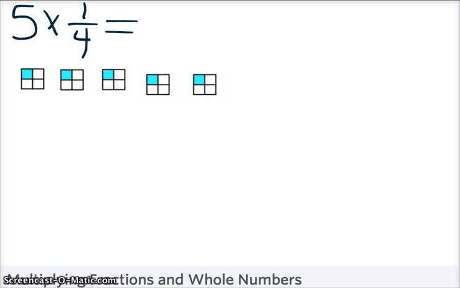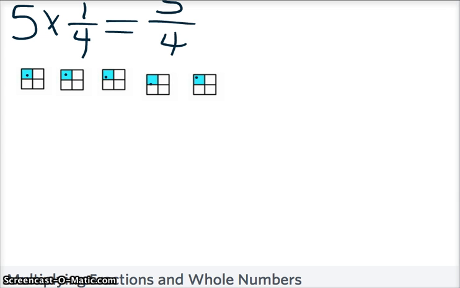The denominator always stays the same, because you haven't multiplied anything to the denominator. So my denominator is still going to be 4. If you notice in the squares, there's still 4 in each group. And then I have 1, 2, 3, 4, 5 fourths, 5 fourths that are shaded. So my answer is 5 fourths.